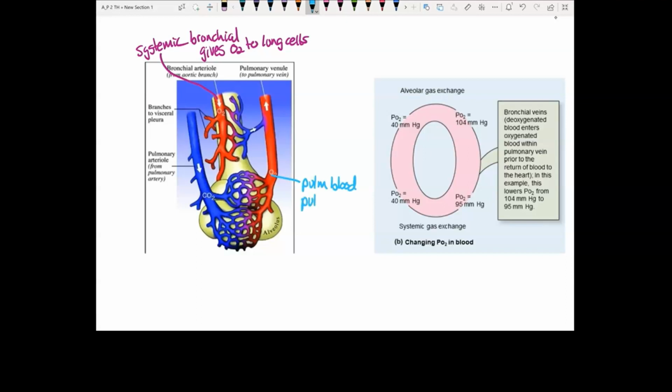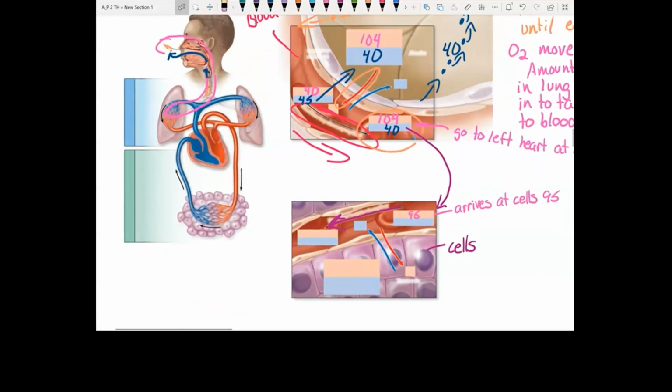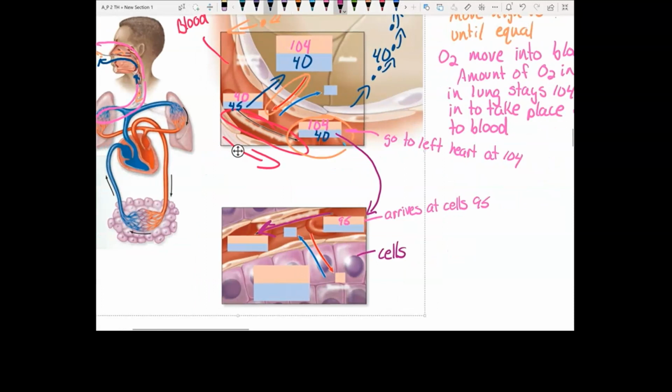in your pulmonary vein that has just picked up oxygen. This is where we have 104. But because it mixes with this systemic blood right here that has just given oxygen to your lung cells, it switches to 95. You dilute that oxygen down. Okay, so back to here.